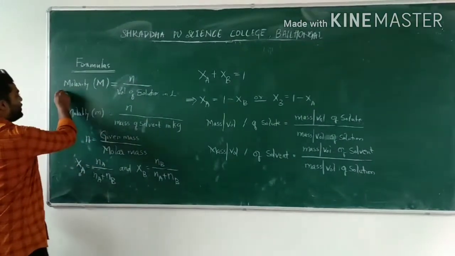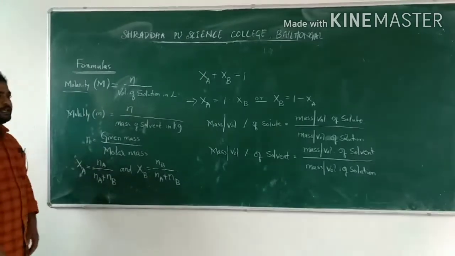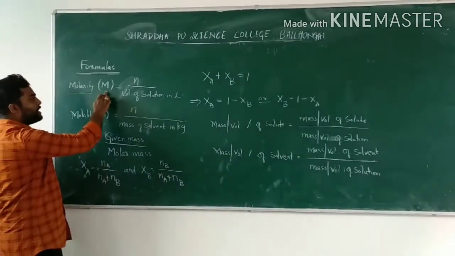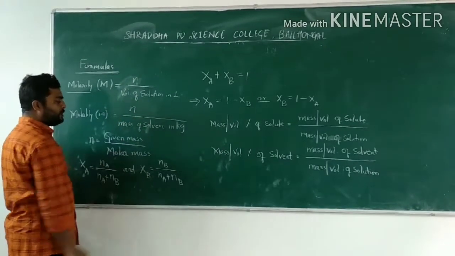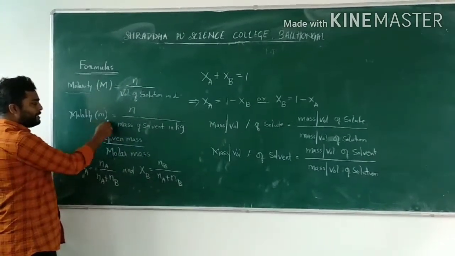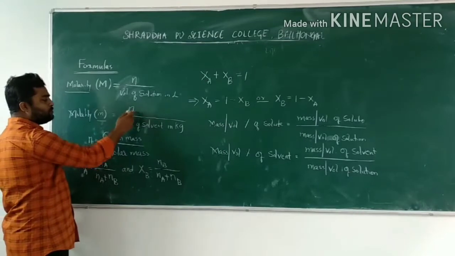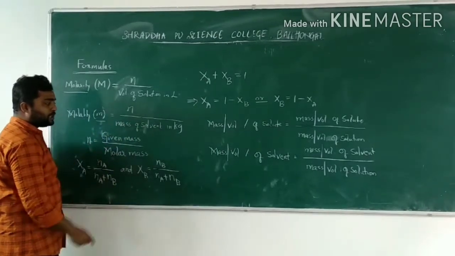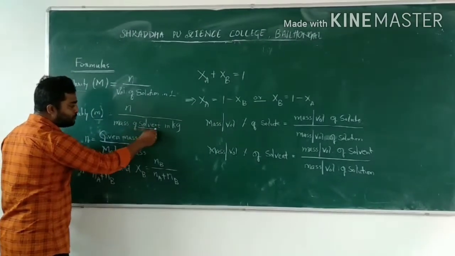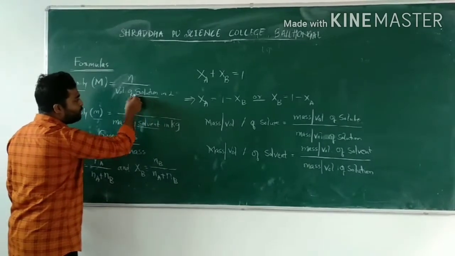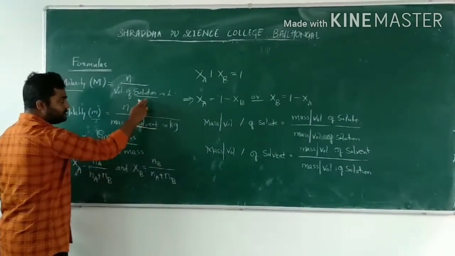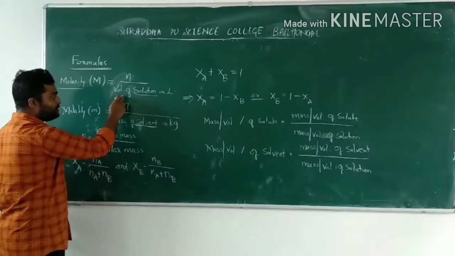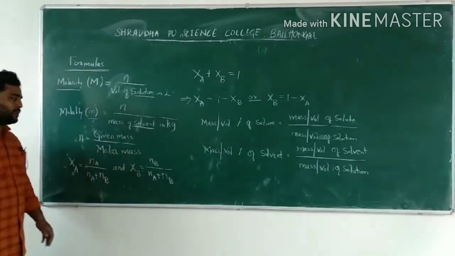So let me explain. First we are talking about molarity. Molarity is indicated by capital M. This is nothing but number of moles divided by volume of the solution in liters. Then molality is indicated by small m, that is number of moles divided by mass of the solvent in kgs. Kindly focus on the words here. This is volume of the solution. Here it is mass of the solvent. Kindly try to understand: here you are considering volume, here you are considering the mass.